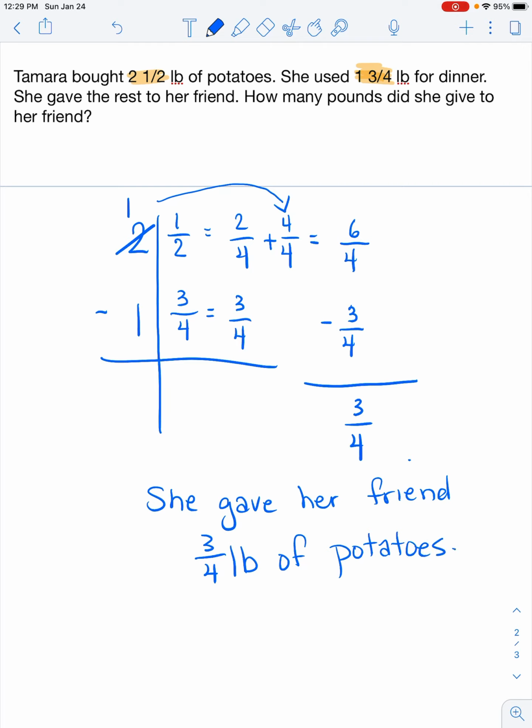And that is how we do our subtraction of mixed numbers with exchanging whole numbers for fractions.